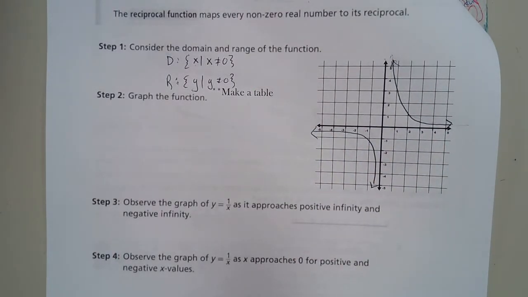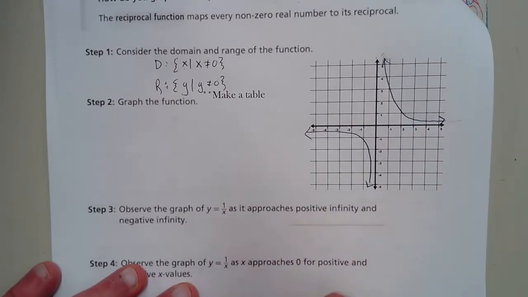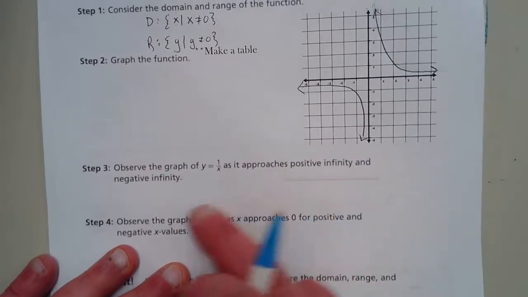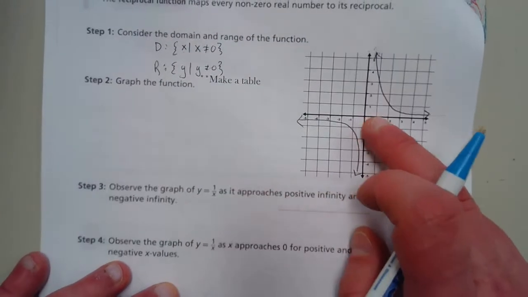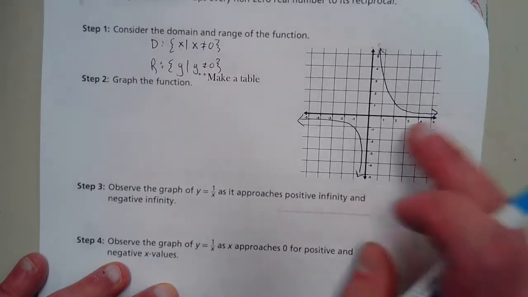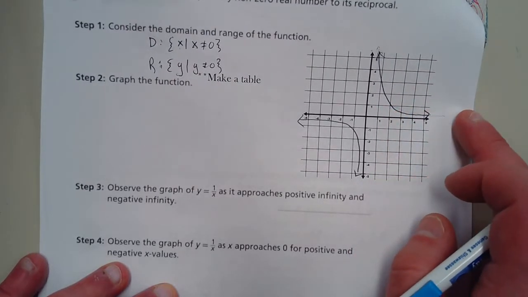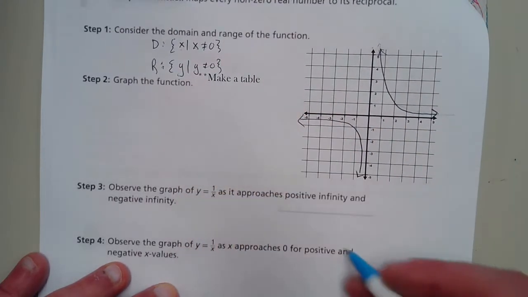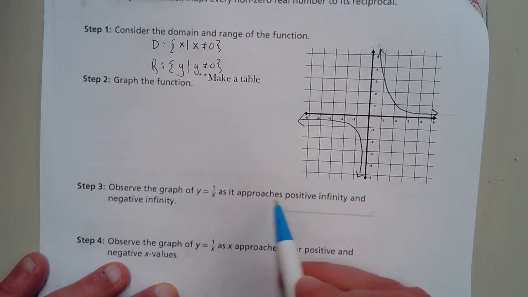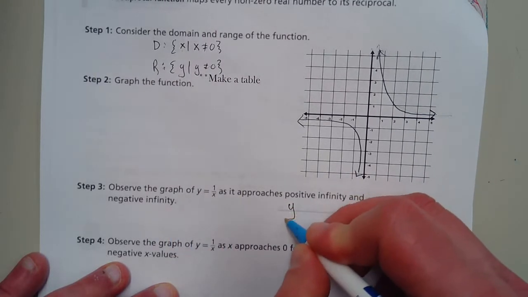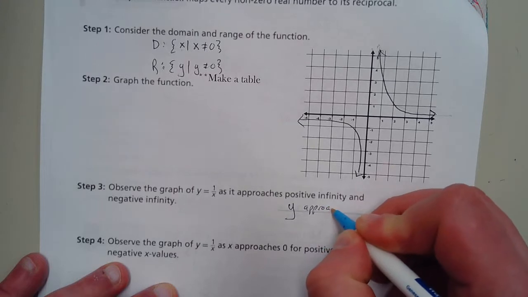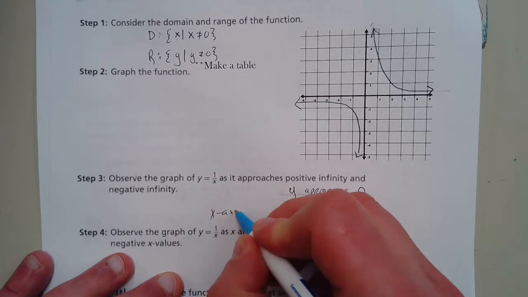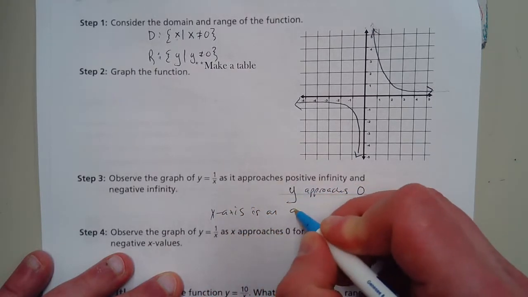I know we defined it on the warm-up, but I think it's worth defining here this concept that it's talking about. It says observe the graph as it approaches positive and negative infinity. So as this graph goes towards infinity, as it goes out here, the graph itself approaches 0. And as you go towards negative infinity, this graph also approaches 0. So it says observe it as it approaches infinity and negative infinity. We'd say that y approaches 0. In other words, we could say the x-axis is an asymptote.